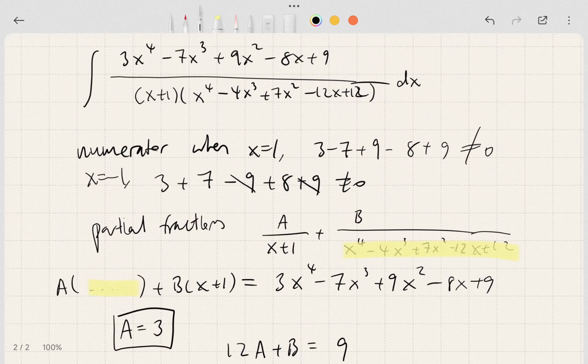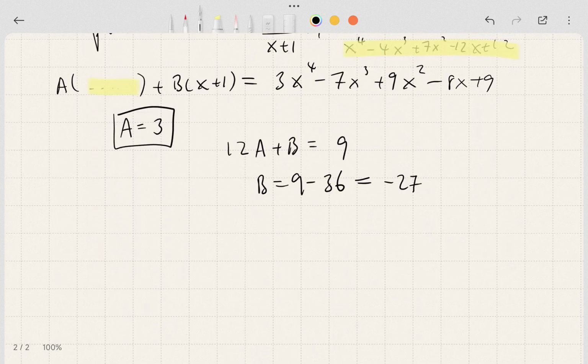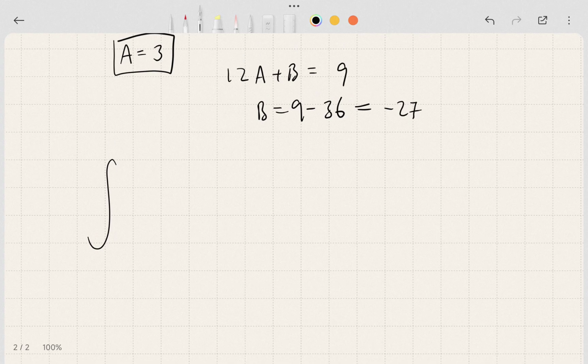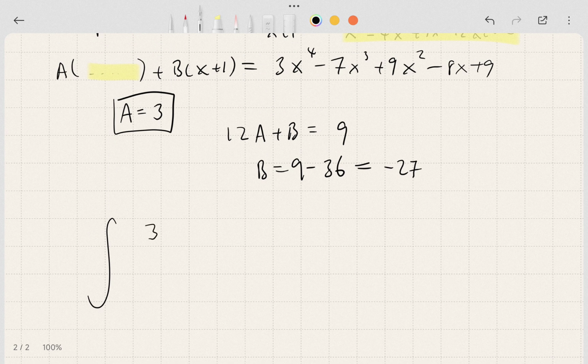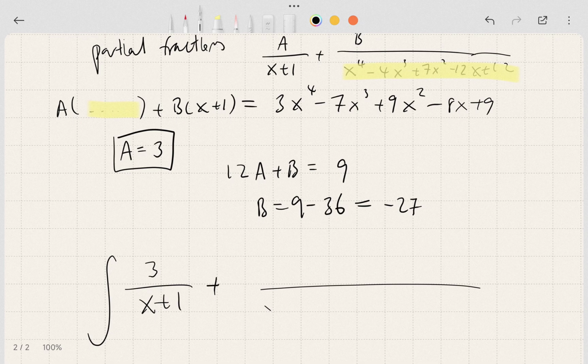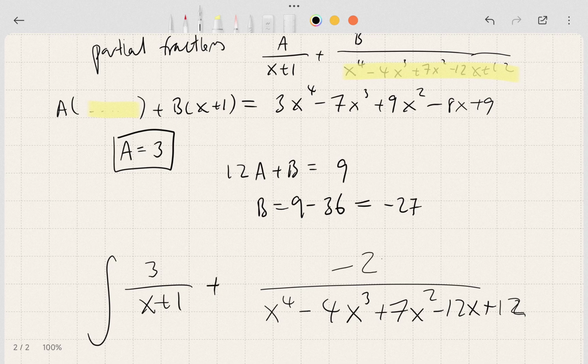So B is equal to minus 27. So now we are essentially solving the integral of 3 divided by x plus 1 plus, on top of x to the power 4 minus 4x cubed plus 7x squared minus 12x plus 12, and it is minus 27 on top here.